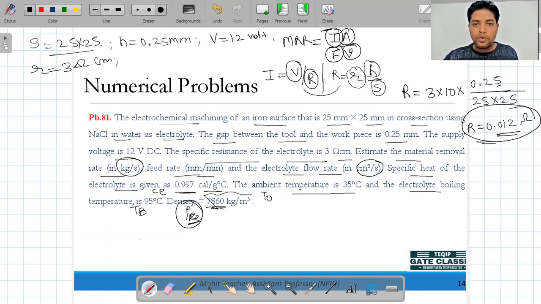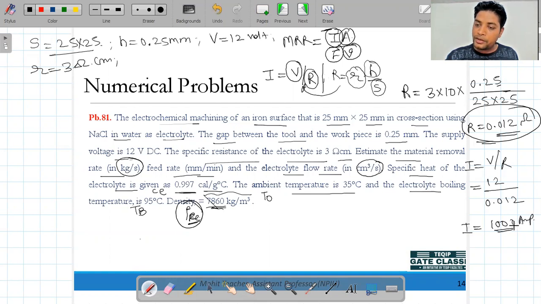So put the value of R over here. I will be equal to V by R, where V equals 12 and R equals 0.012. From here you will get the value of I, which equals 1000 ampere. Obviously it is greater than 500 ampere, which is in the range that we consider, between 500 and 40,000 ampere. That is the current we are using, and we can get the value of MRR from here.